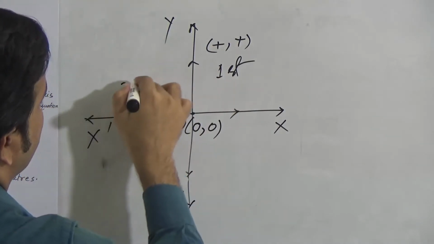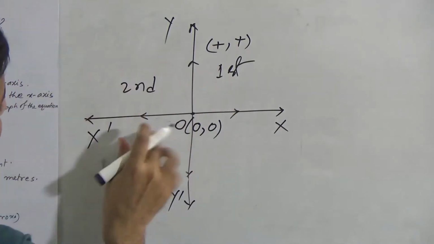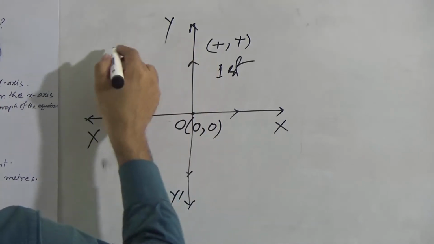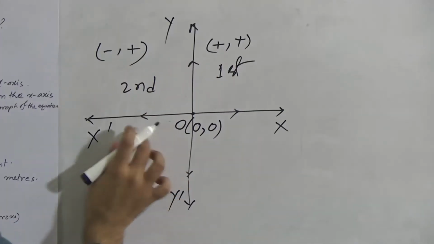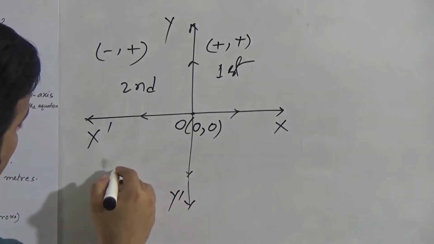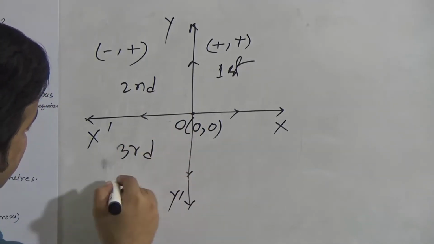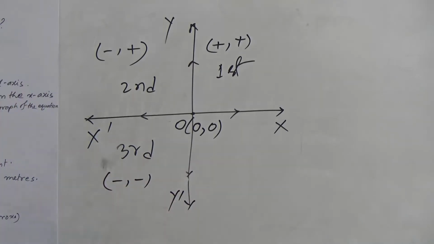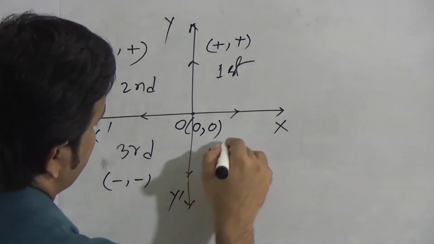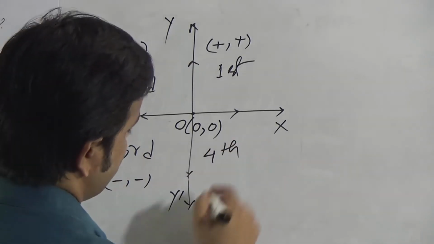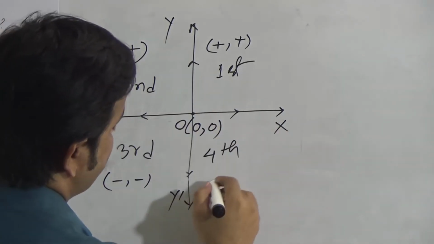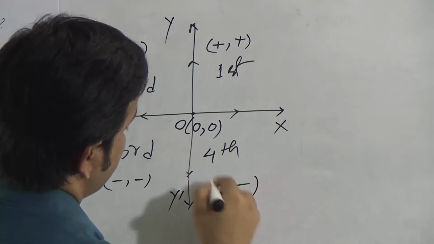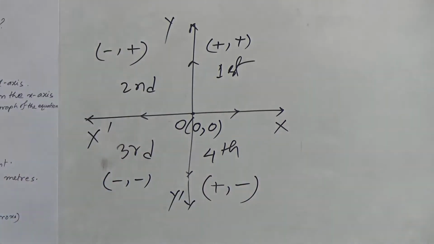And this is known as the second quadrant. Here the value of x is negative but y is positive, so minus plus will be this quadrant, and here x is negative and y is negative, so this is the third quadrant and this is minus minus. Now this is the fourth quadrant. Now we can say as x is positive here and y is negative, so we can say plus minus. So here see the point.